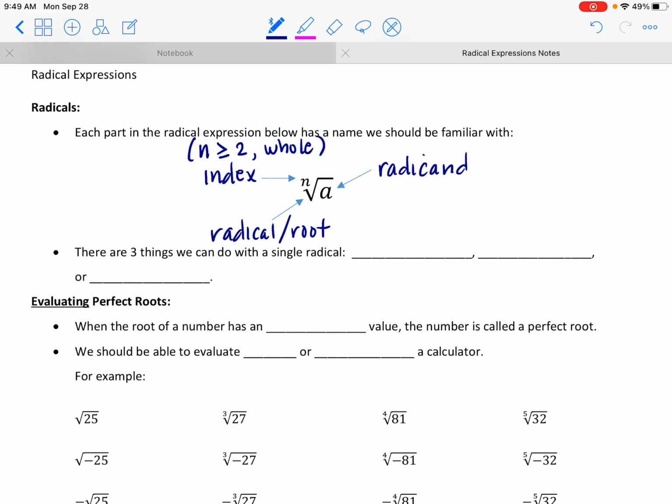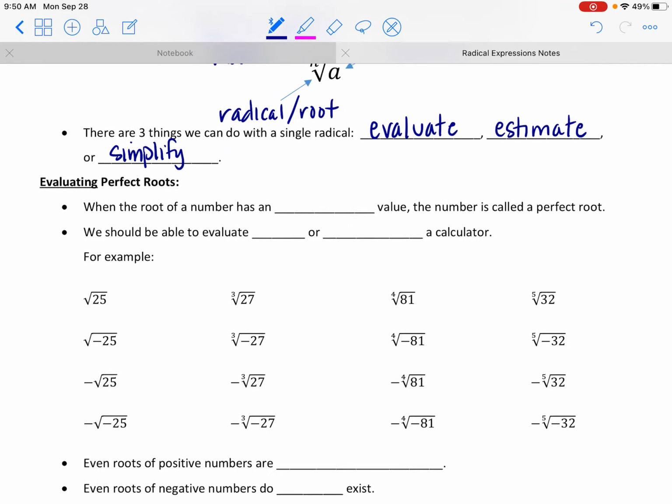Now, there are three things that we should be able to do with just a radical expression. We should be able to evaluate. That means find the exact value if one exists. We should be able to estimate. That means approximate the value if an exact value doesn't exist, or simplify. And the simplifying is probably going to be the most important piece of the lesson today. Okay, so let's look at evaluating first.